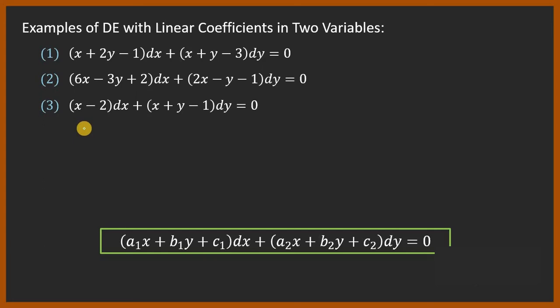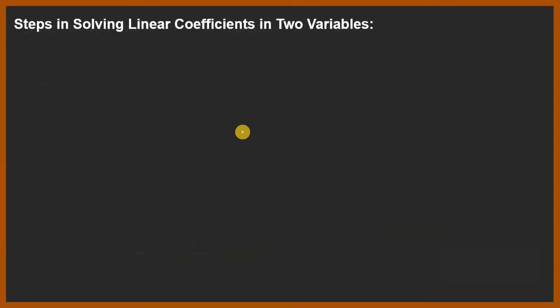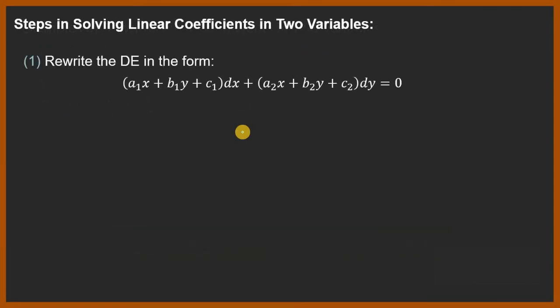Now, let us discuss the steps that we will do to solve this form of differential equation. In the steps in solving linear coefficients in two variables, first, of course, we need to rewrite our DE in this form. If it does not look like this yet, if we can find a way, then we rewrite it onto this form. But if we cannot put it in this form, then we have to look for other methods to solve our differential equation, because the steps we will discuss now will not be applicable.